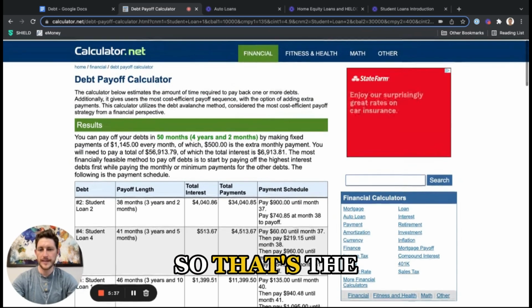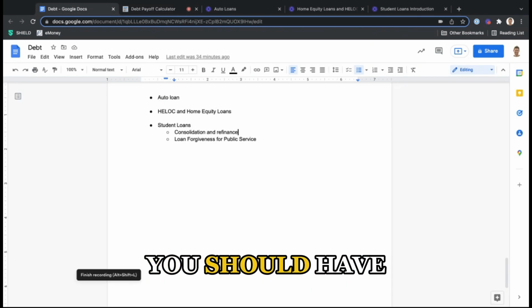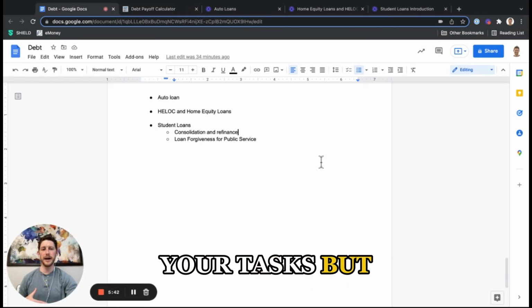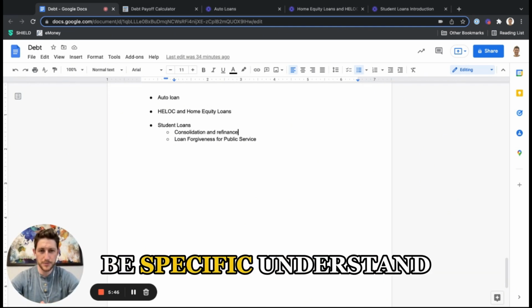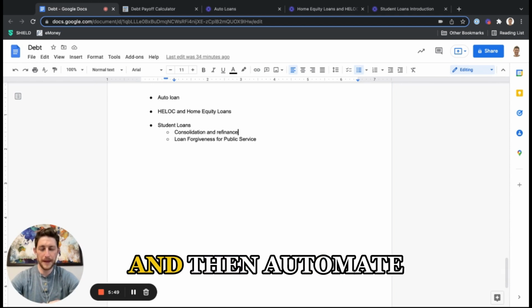So that's the payoff calculator. Again, that was in your tasks. But if you haven't, you can go through it again and make sure you have a debt payoff date. It's important to have a date, be specific, understand how much money is going, and then automate it.